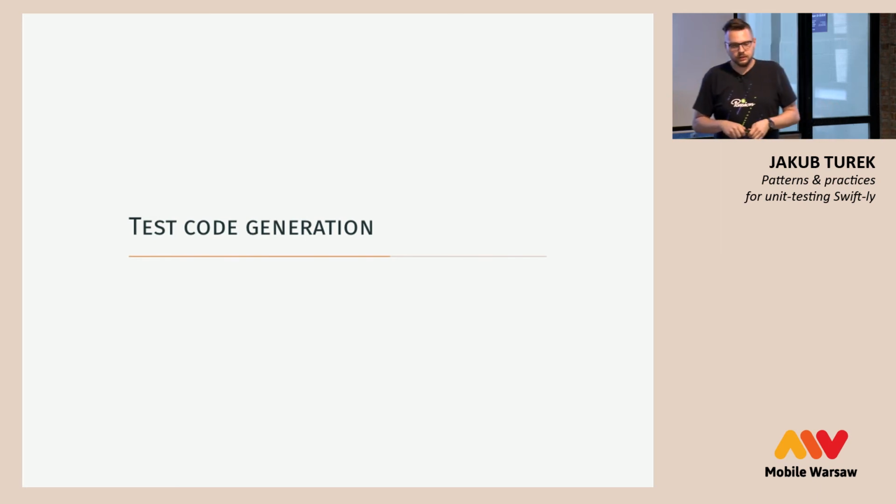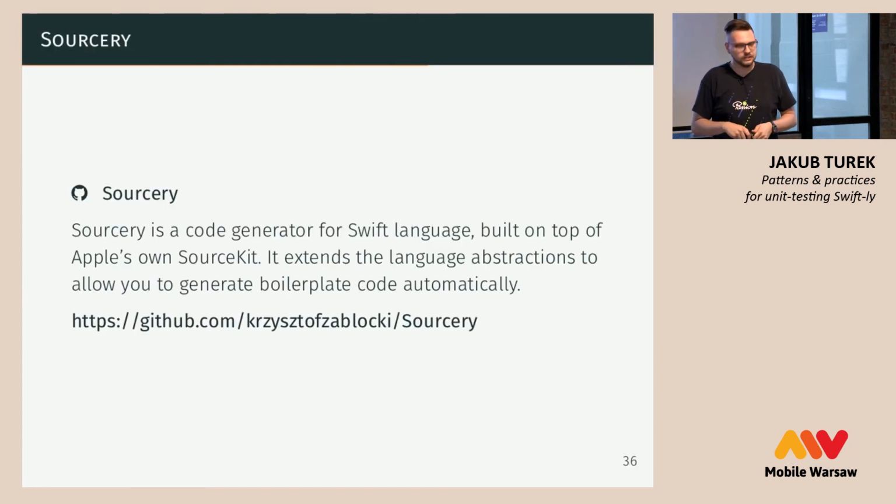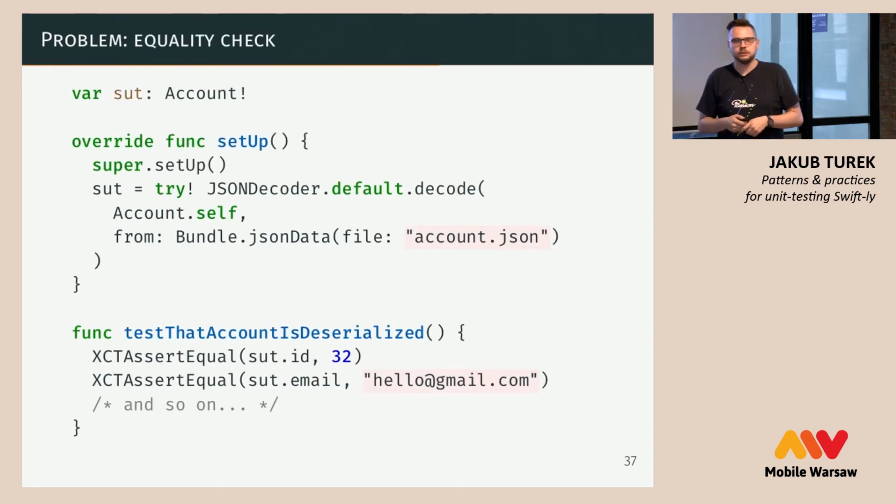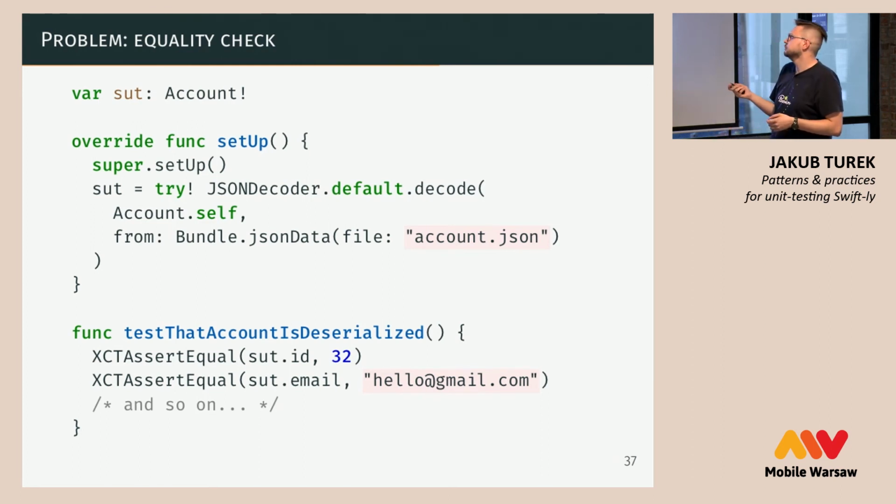Another thing we have learned is that it's good to sometimes generate test code. And as bad as it sounds, it's sometimes a pretty good idea. To do that, you can use Sourcery. It's a tool that basically converts templates to Swift code. And there are a couple of pre-made templates for you. One of them might be particularly useful for unit testing, and the problem it solves is equality checks. So imagine you have an entity that's a simple model.